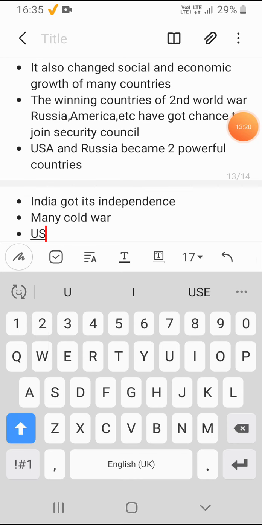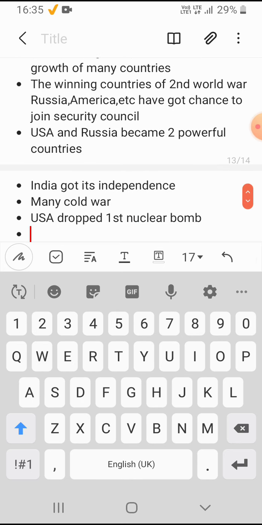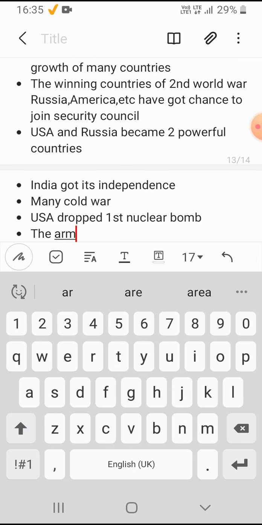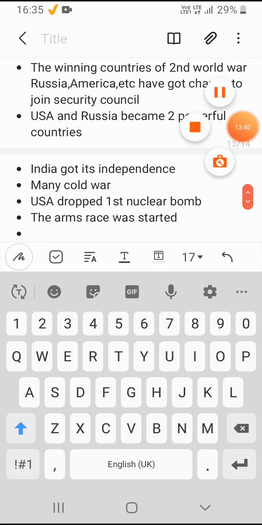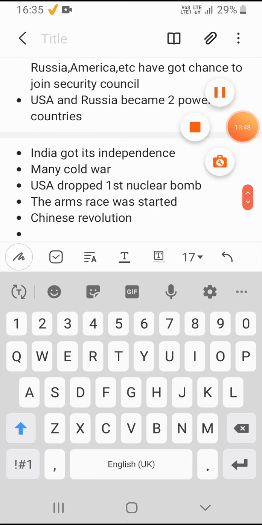After that, as you know, USA dropped the first nuclear bomb, and the arms race started between the countries. After the Second World War, next is the Chinese Revolution. So the next topic is the Chinese Revolution.